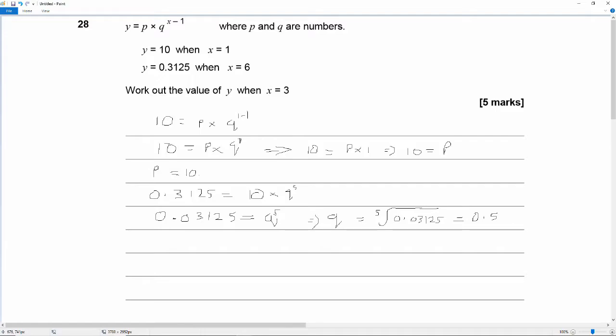Okay, so work out the value of y when x equals 3. So y is equal to 10 times q, which we now know is 0.5, to the power of 3 minus 1, which is 2. So y is equal to 10 times 0.5 times 0.5, which is a half times a half, which is a quarter, which is 0.25. So y is equal to 2.5.